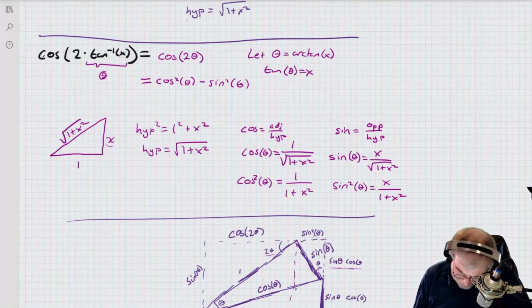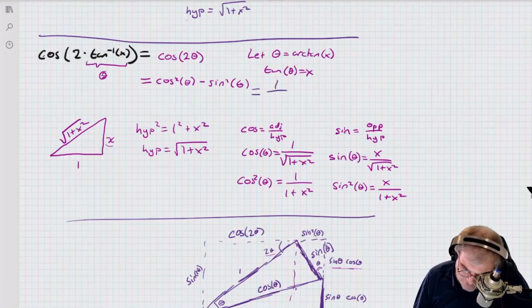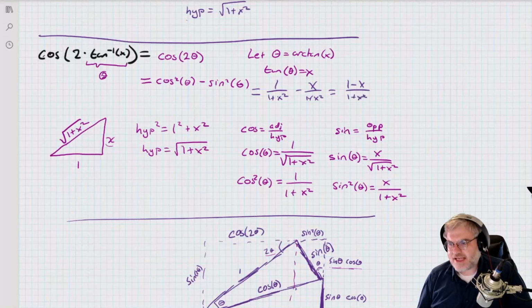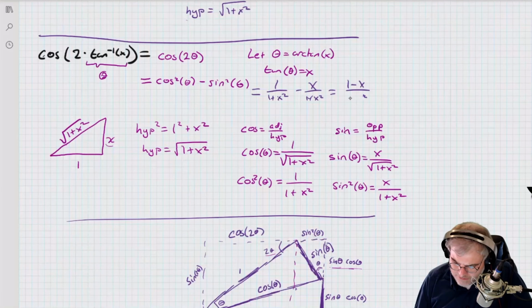I love that. So what I'm going to wind up with, I'll do this in a different color, is 1 over 1 plus x squared minus x squared over 1 plus x squared, which of course equals 1 minus x squared over 1 plus x squared. Of course, that can't factor. It factors into complex numbers, not regular numbers. And I'm done.